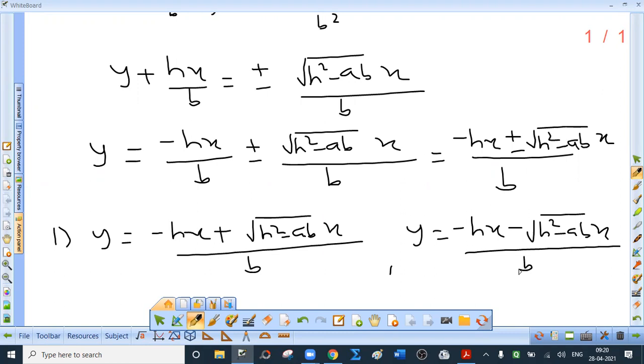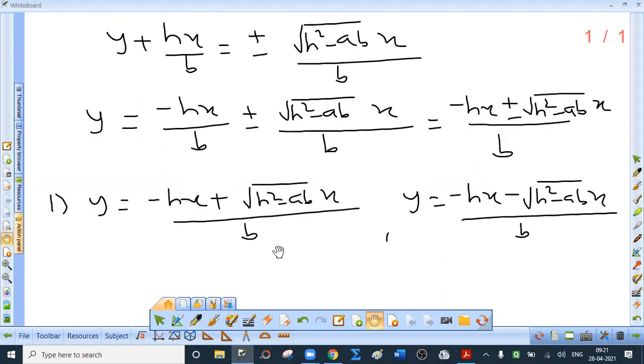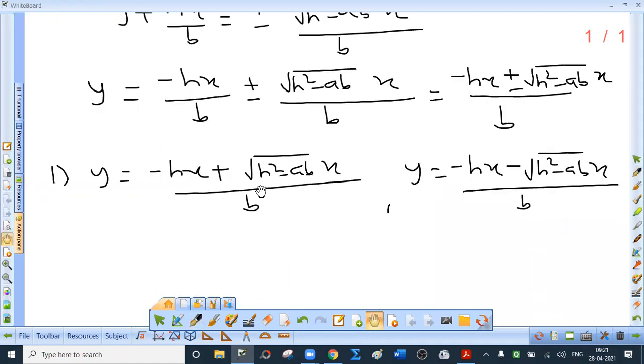Okay. Now these equations do not contain a constant term. So we can say that these equations, yes, they do represent lines through origin provided. Observe the expression root h square minus ab. So the condition is h square minus ab should be greater than or equal to 0. I hope this is clear to you.